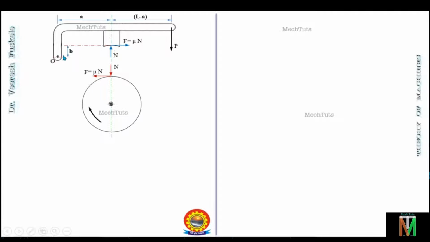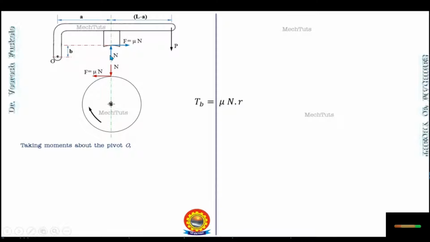You can see here that the fulcrum point is below the line of action of the friction force by a distance b. So as we have discussed earlier, the braking torque is given by Tb is equal to mu into N into r. So we need to find out the value of N. We can do that by taking the moment about the fulcrum point. So taking the moment about point O, we have forces N, F and P in the free body diagram of the lever. The moment of N about the fulcrum point will be N into the perpendicular distance of the line of action of the force N from the fulcrum point, that is nothing but a.